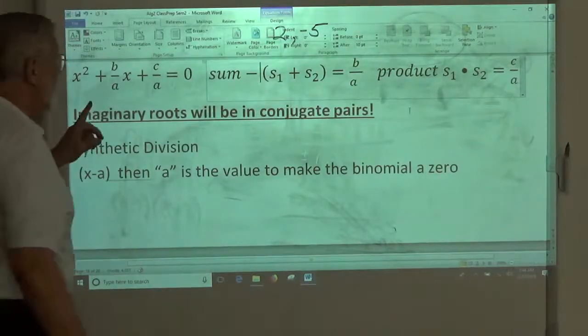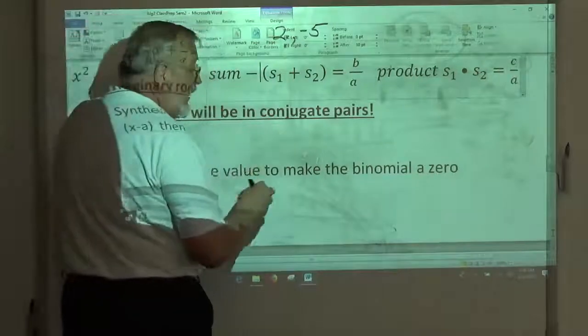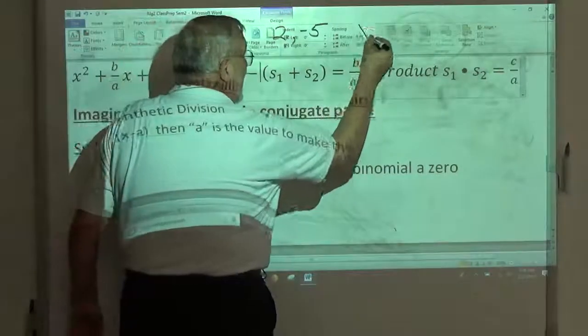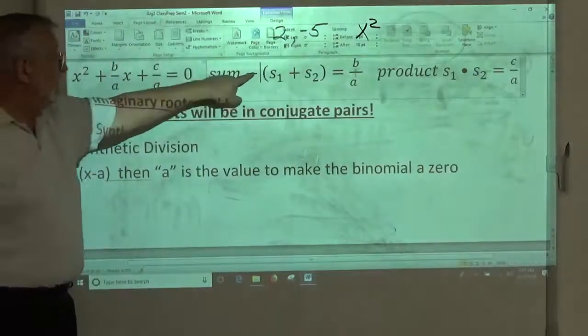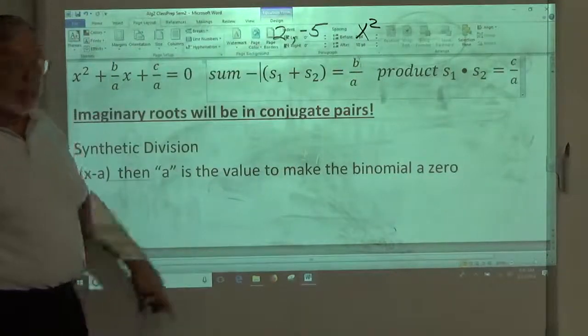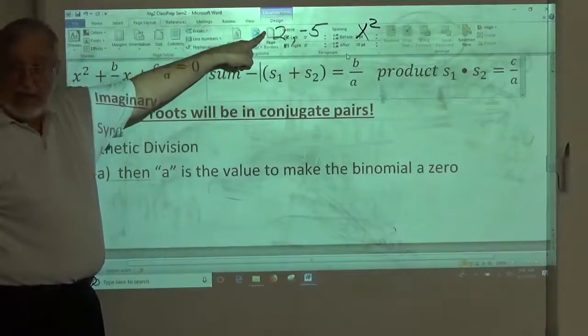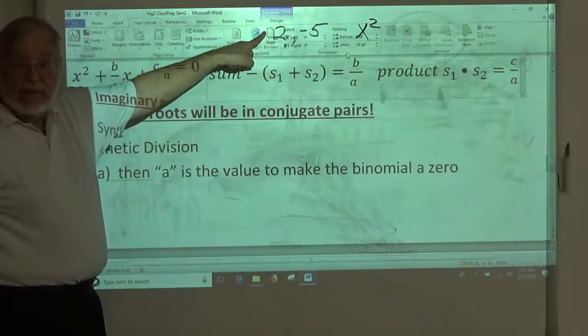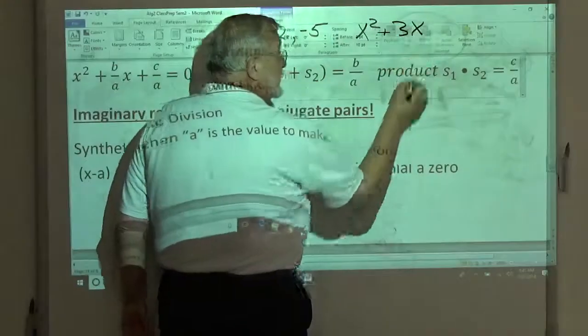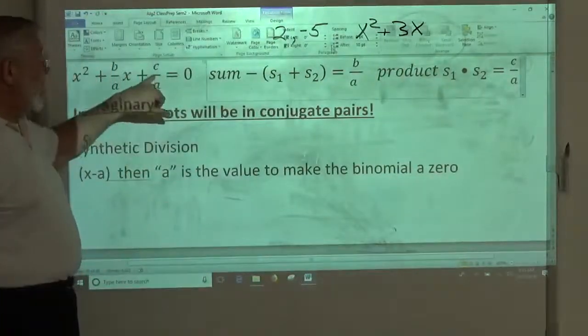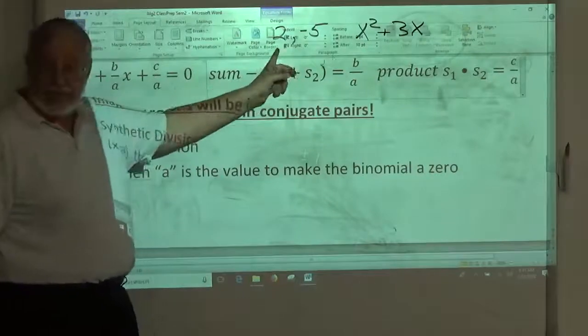Now, that means the equation is going to be x squared. I want the opposite of the sum of those two numbers. So add these two numbers together. What do you get? -3. The opposite of it, plus 3x. Now, the last number is the product of those two numbers.